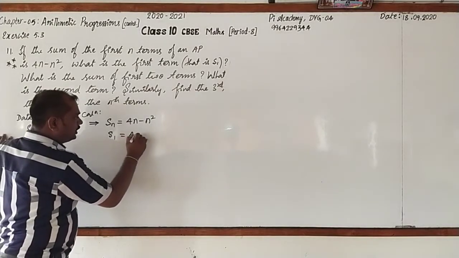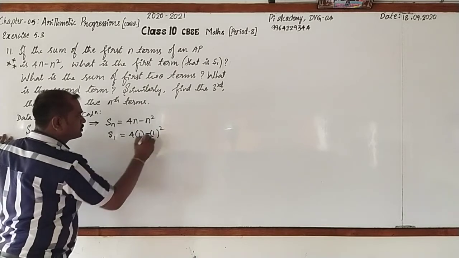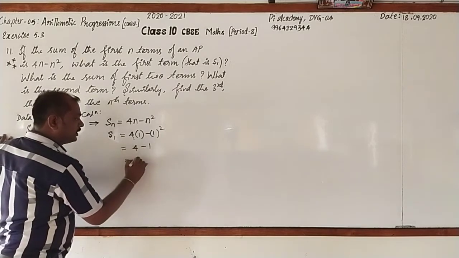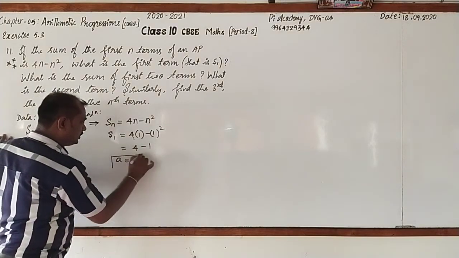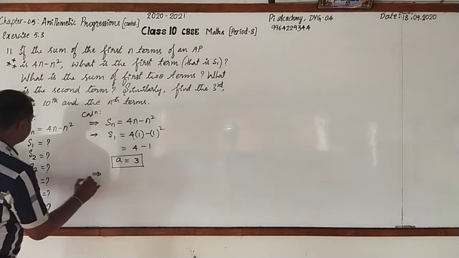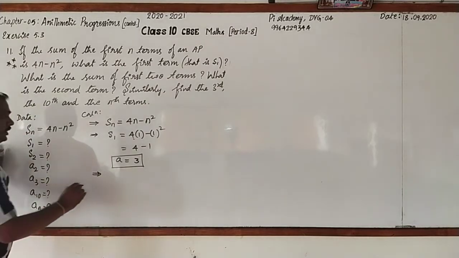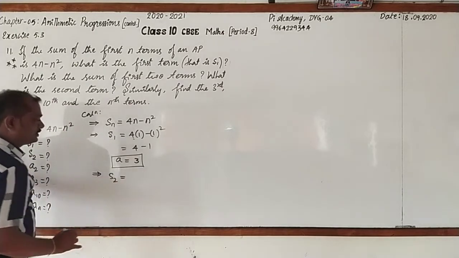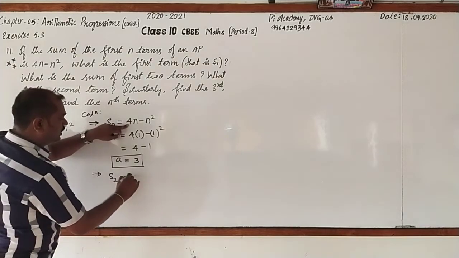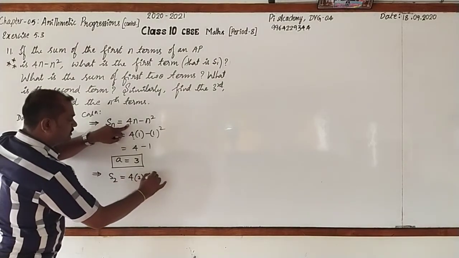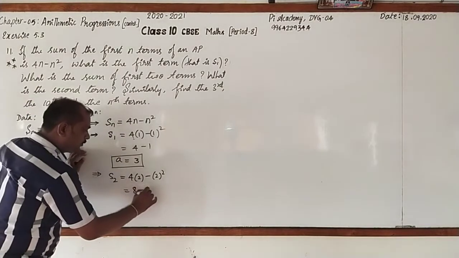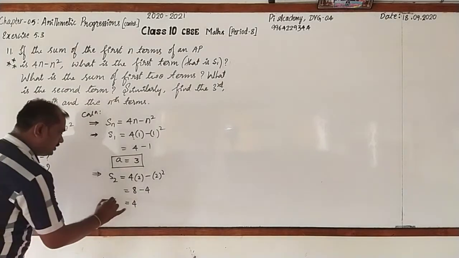S1 is equal to 4 into 1 minus 1 whole square. It is 4 ones are 4. Minus 1 whole square is 1. 4 minus 1 is 3. a1 is equal to 3. Clear? So this is S1 or first term. Next, we should find out S2. S2 is nothing but, here I'll write S2, in place of n we should write 2. 4 into 2 minus 2 whole square. It's equal to 4 2s are 8. 2 square is 4. 8 minus 4, 4. We have found out S2.